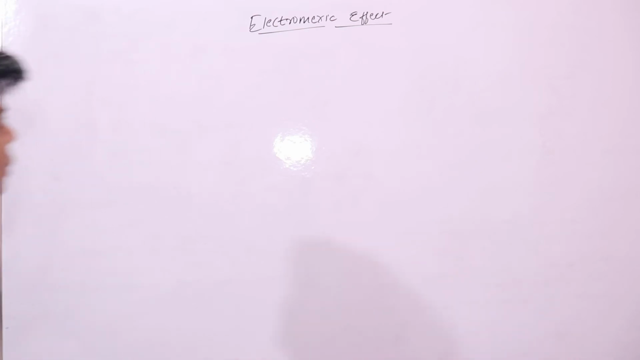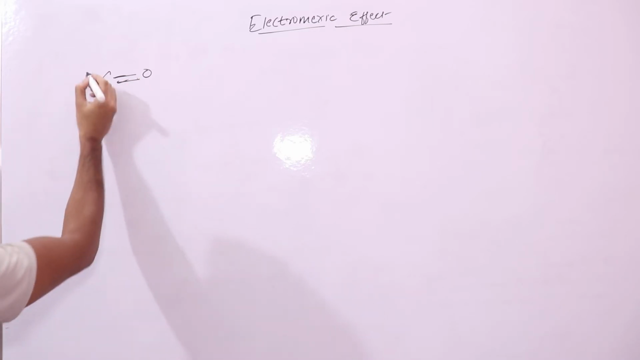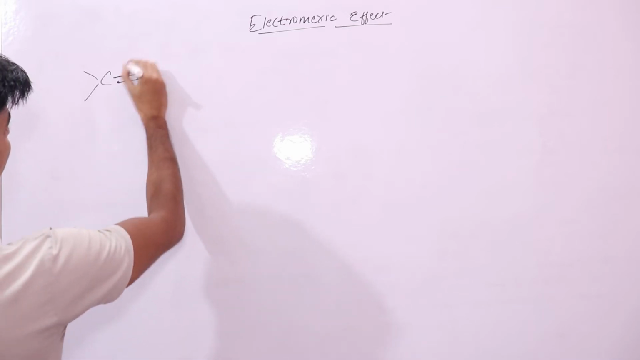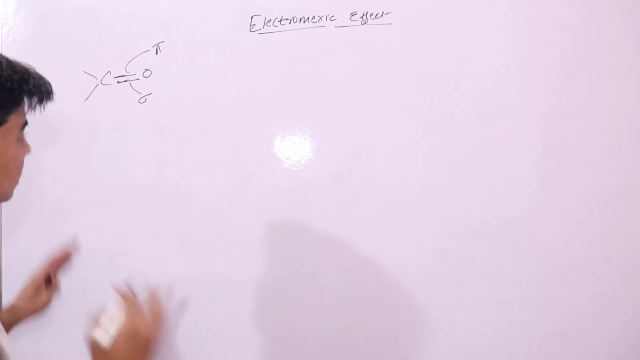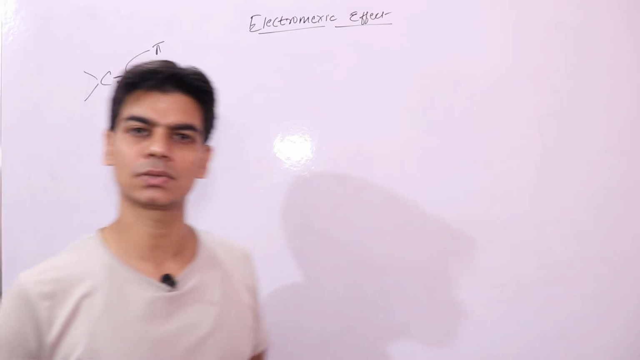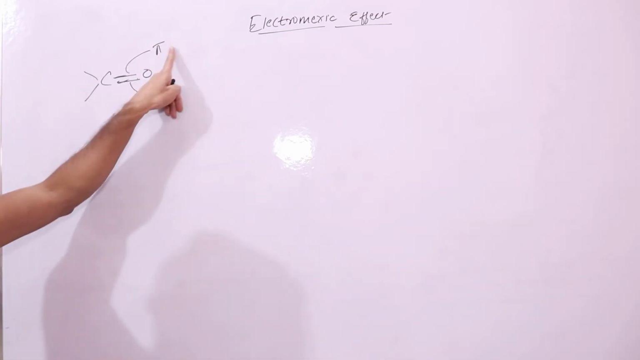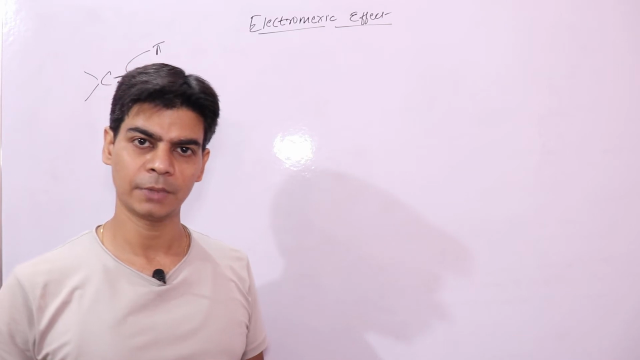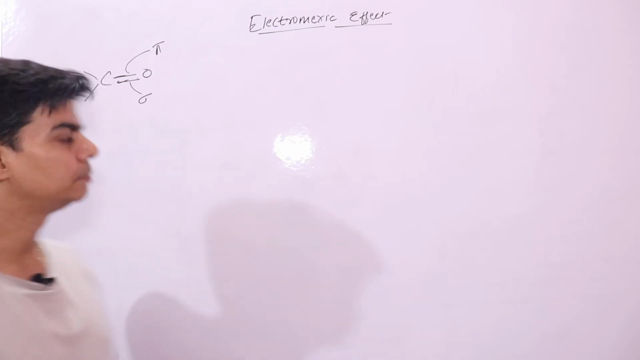So suppose this is an unsaturated compound, right, it has a sigma bond, it has a pi bond. Now, this effect occurs only in the presence of an attacking reagent. In the presence of an attacking reagent, the electrons of the pi bond would be transferred to one of the bonded atoms, mainly to the more electronegative atom, or let's say to one of the bonded atoms, right?